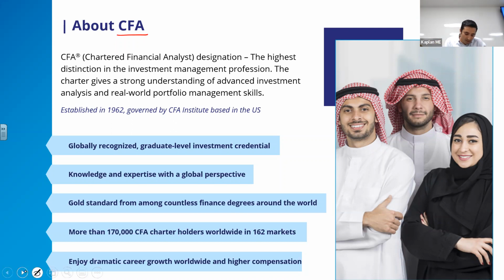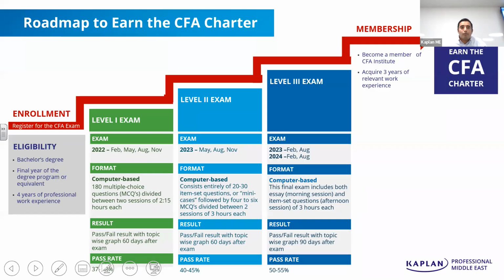Now, what is the roadmap to earn the CFA charter? First, to be able to give the exam, you either need to have a bachelor's degree or you need to be in the final year of the degree program. It could be a 3-year or a 4-year program, but you should be in the final year. But in case you don't even have an undergrad, you need 4 years of professional work experience.